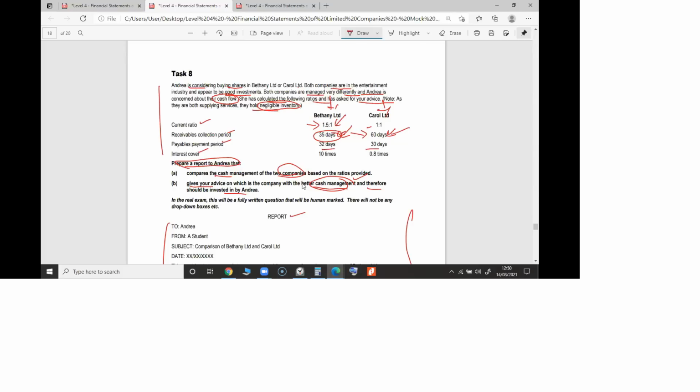Payables 32 and 30, both of them are similar. So 1 month credit is generally allowable, which is not much. 2 days does not make that much difference. You can talk about both of these are similar, no problem. Interest cover 10 times for Bethany. Carol is a big problem.